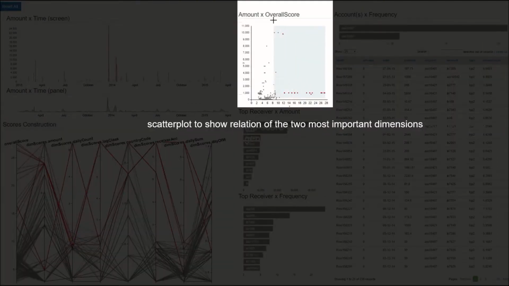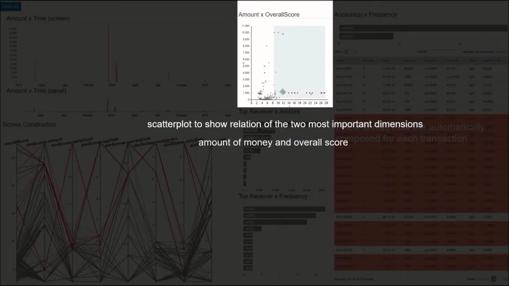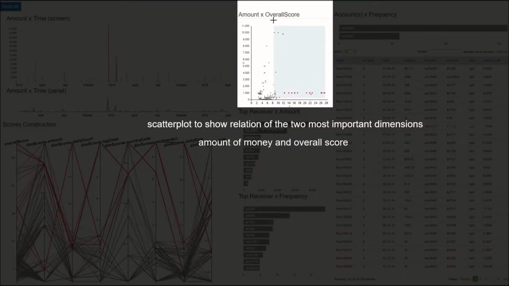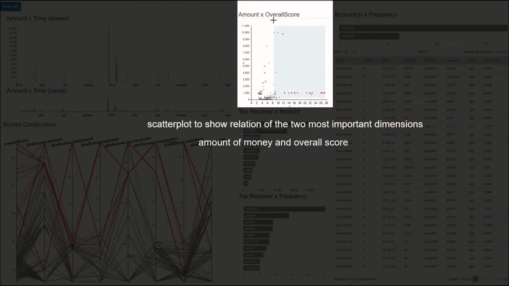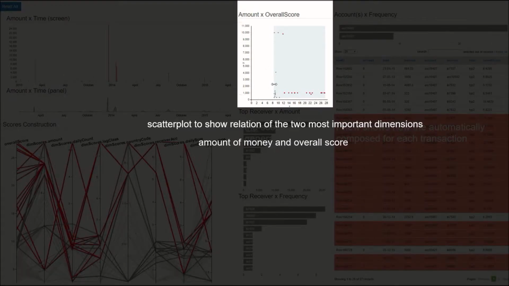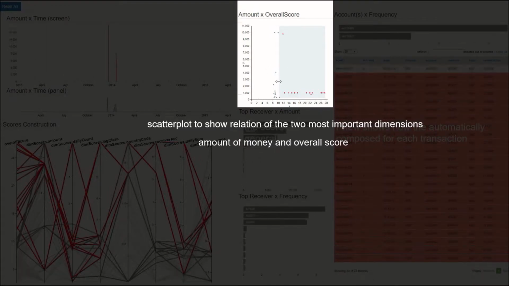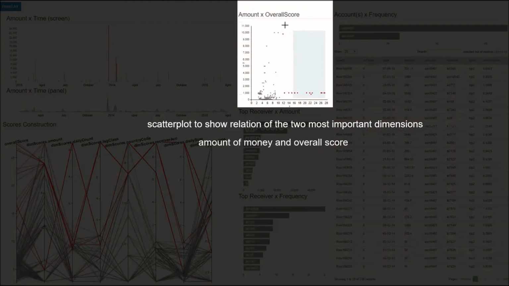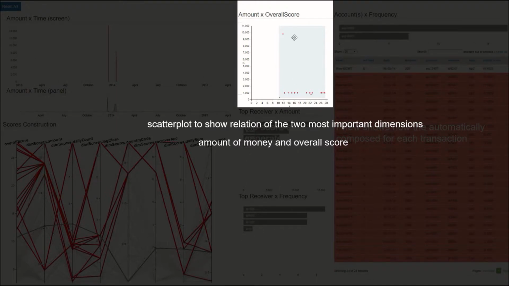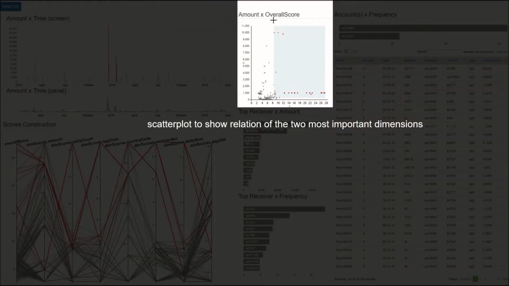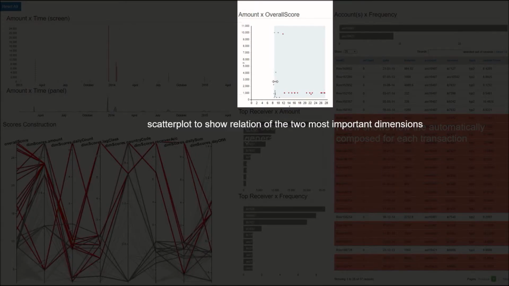The scatter plot shows the relation of the 2 most important dimensions: the amount of money that was transacted and the overall score of this transaction. Transactions of high amounts of money can be found at the top of the plot, while transactions with high scores can be found at the right side of the plot. This allows for an easy identification of outliers which may indicate suspicious transactions.